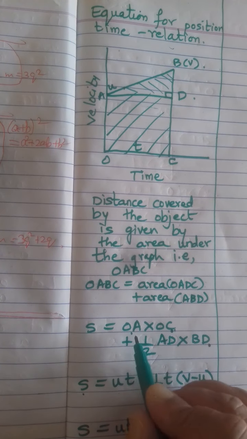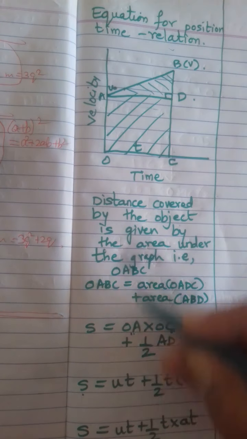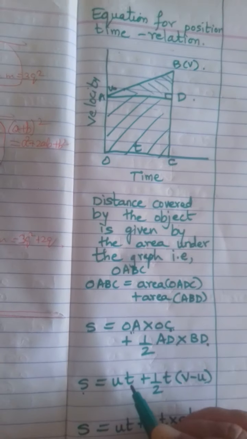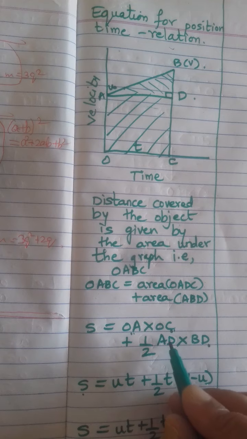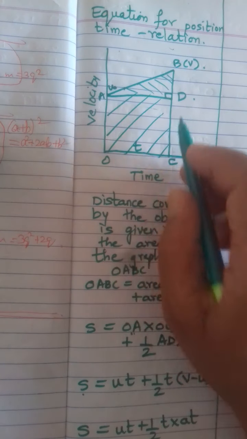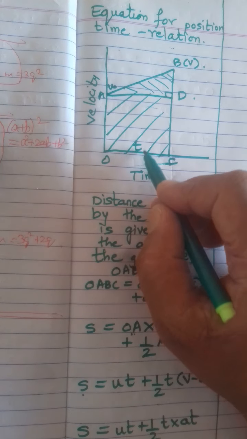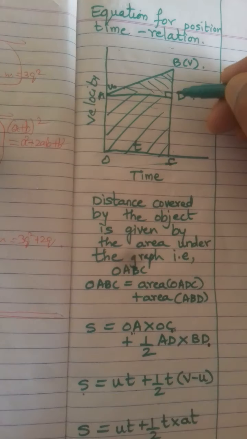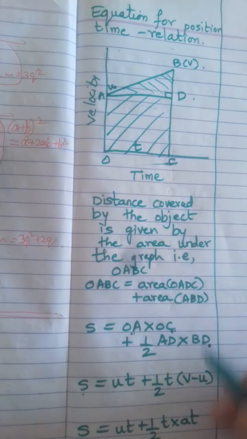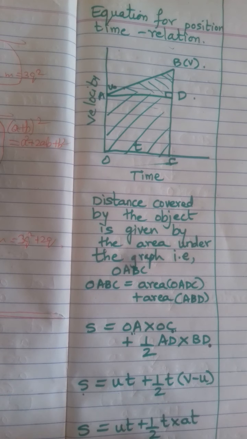So S is equal to OA into OC. OA gives the initial velocity u, OC gives the time interval t, then plus half, as it is, AD. AD is nothing but equal to OC. So if OC is t, AD will also be equal to t. And BD we have seen earlier, this BD is equal to v minus u.